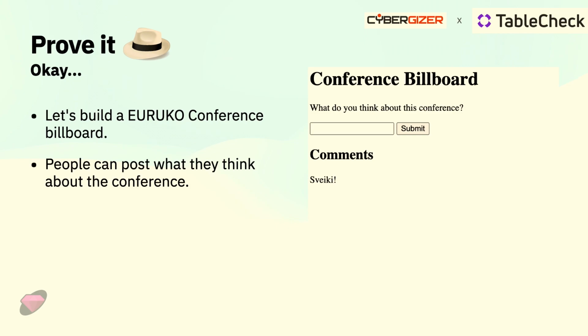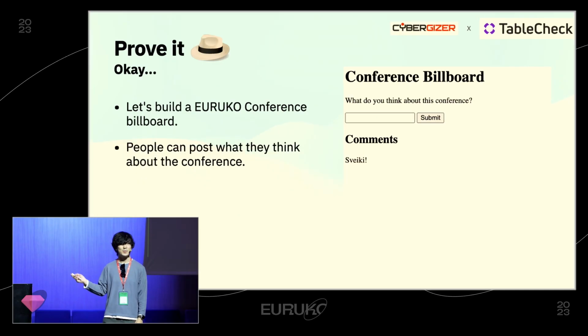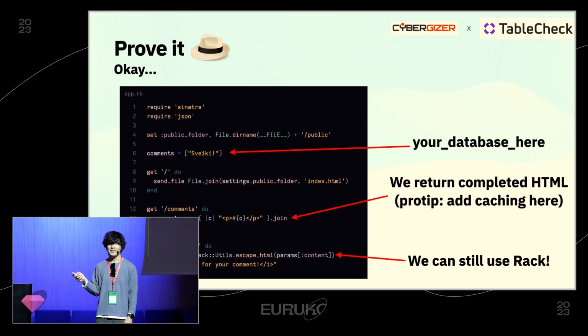OK, so we're going to build a Euruko conference billboard. And on there, people can post what they think about the conference. This is just the most basic implementation I could come up with. It just requires SINATRA. We have one get endpoint, which serves an index.html. We have 2 REST API endpoints, both under comments, one of which is a get, one which is a post. Get shows all the comments, post allows you to post a comment.